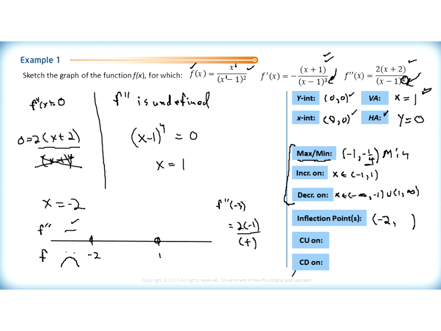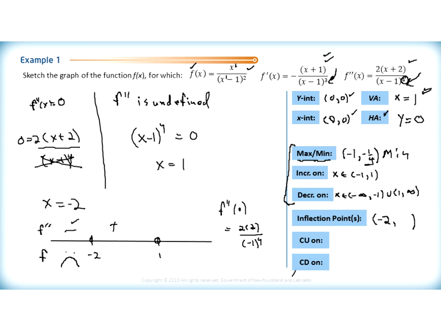Now, in the second interval we have from -2 up to 1, we can test that at 0. So let's test it at 0. So we want to figure out what's the story with f double prime of 0 here. And that will be f double prime at 0. And that's going to be 2 times 2 divided by -1 to the power of 4. And that's a positive number.